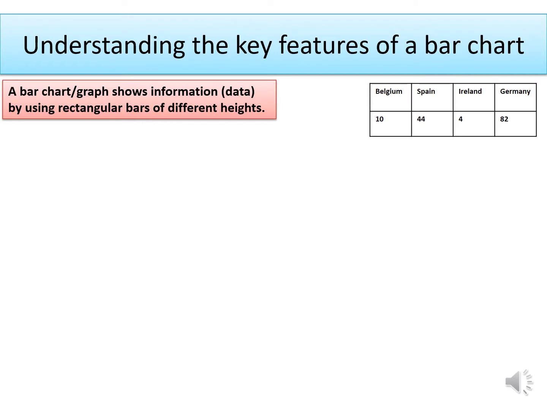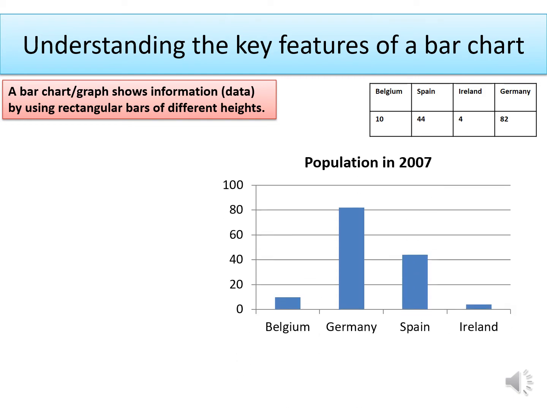Understanding the key features of a bar chart. Now you will need to pay careful attention to what I'm going to explain now, because you're going to test your knowledge on this at the end. A bar chart or a bar graph shows information or data by using rectangular bars of different heights, just like in this example here. A bar chart has different components, and we are now going to look at all of them so it makes it easier for you to understand how it works.